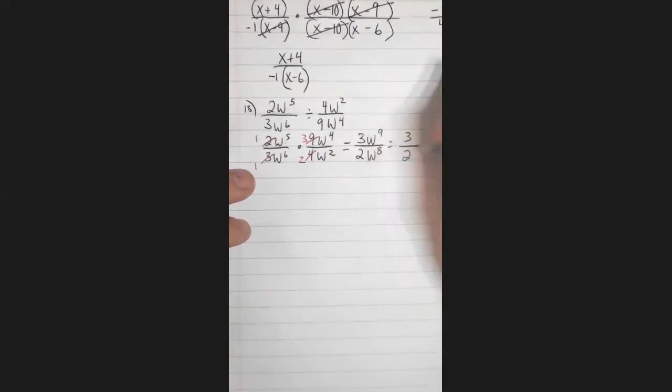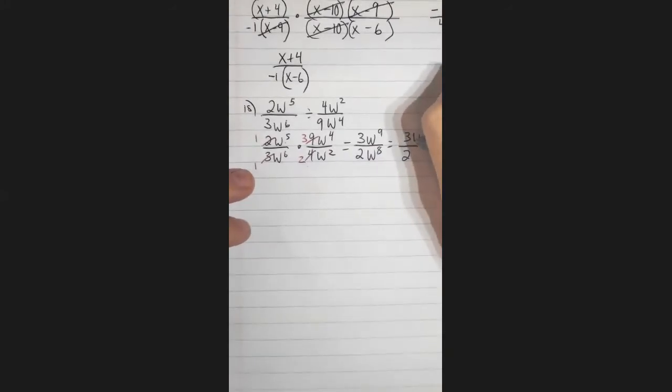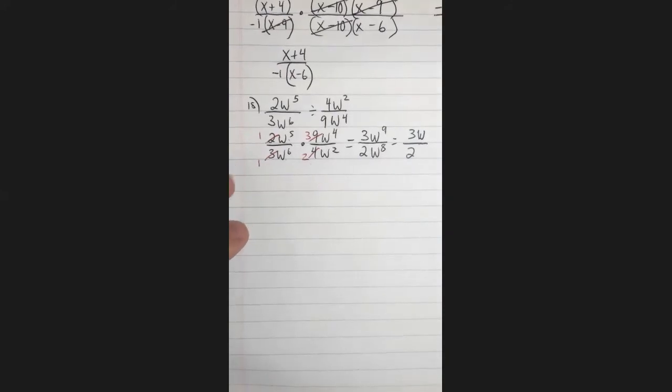3 to the 2 is not going to reduce. The only thing that's going to reduce is these W's. 9 take away 8 would just give me 3W over 2.